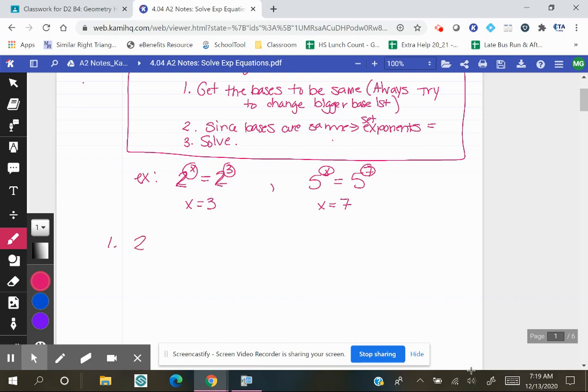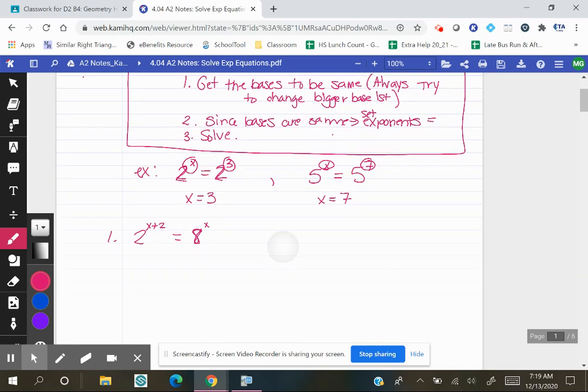So now if you had 2 to the x plus 2, and you know that's equal to 8 to the x. Not as easy as what I just showed you because they don't have the same base. So here's where you want to take this bigger base in step number 1 and try to change that so you can get it to have the same base as the other side. So you want to think to yourself, now you're thinking in exponents, not multiplication. So you want to think, what could I rewrite 8 with as a base so that when I raise it to an exponent, it'll give me 8. And I want to try to do that with a 2.